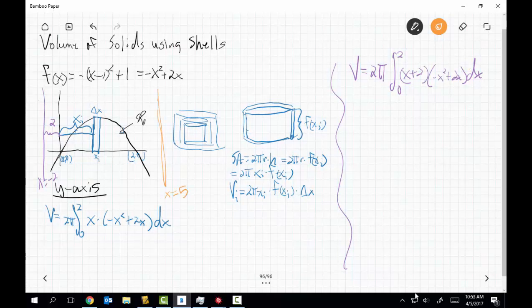All right, how about if we go around x equals 5? The only thing that changes, this is what's so cool about this. So this is x equals 5. All right, the volume is equal to 2 pi.